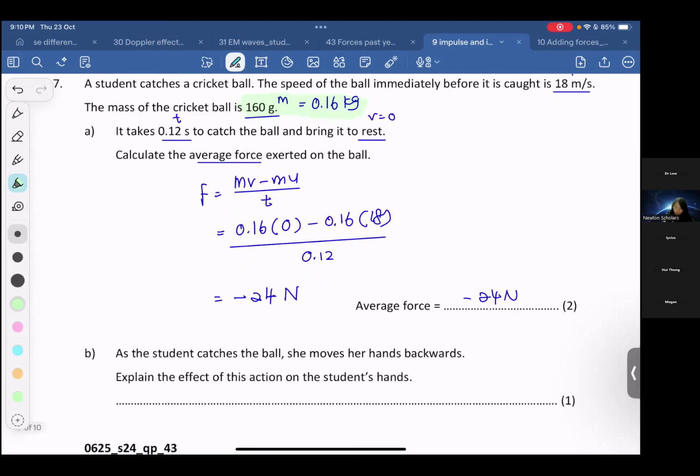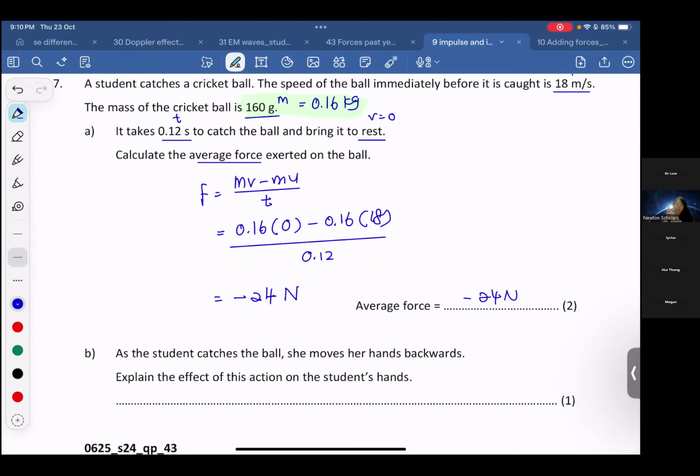So at here, next question. As the student catches the ball, she will move her hand backwards. What is the effect of this action on the student's hand? So imagine you are going to catch a moving object. You want the force acting on you to be big or small?